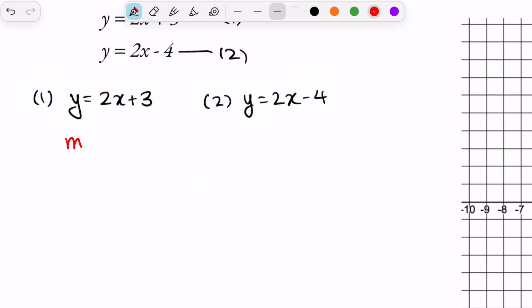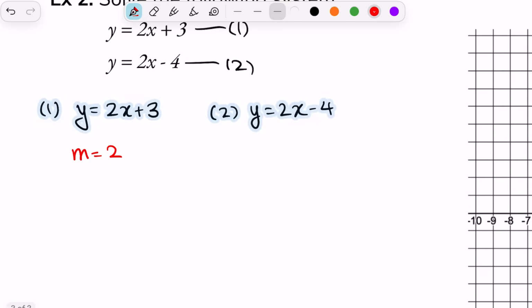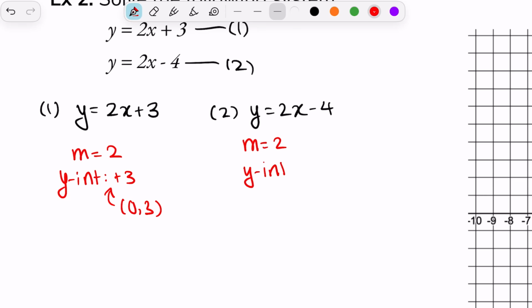So our slope here is 2. Our y-intercept is positive 3, which you can also write as (0, 3). Here, our slope is 2. Our y-intercept is negative 4, also (0, -4). So now let's take a look.